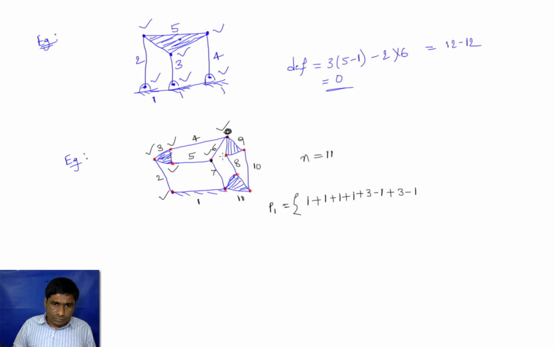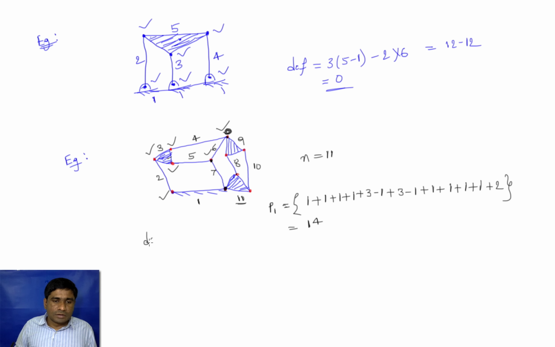And here between 9 and 8 and 9 and 10 again 1 plus 1, 1 plus 1, and between 8 and 11 and 10 and 11 again 1 plus 1. At the junction of links 1, 7 and 11 we have again 3 minus 1, that is 2. So what is the total value? 1, 2, 3, 4, 5, 6, 7, 8, 9, 10, 11, 12, 14.